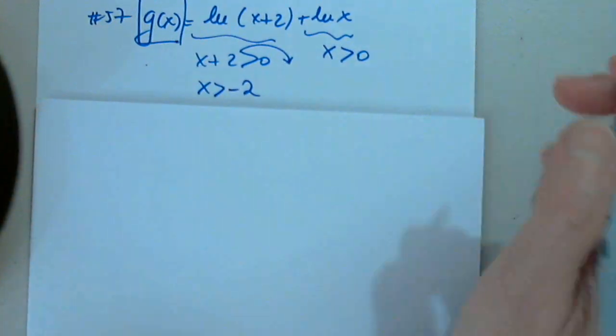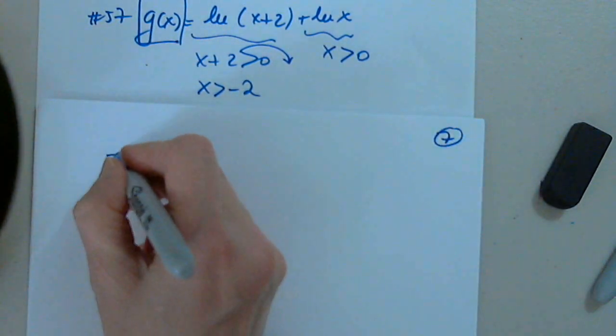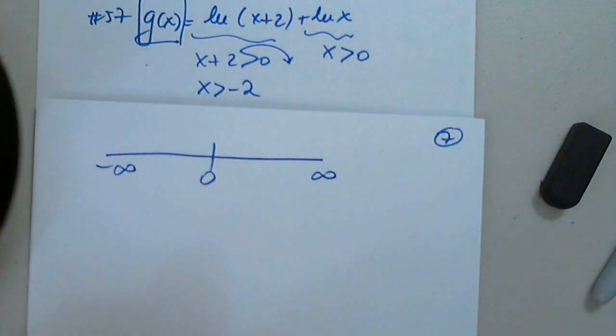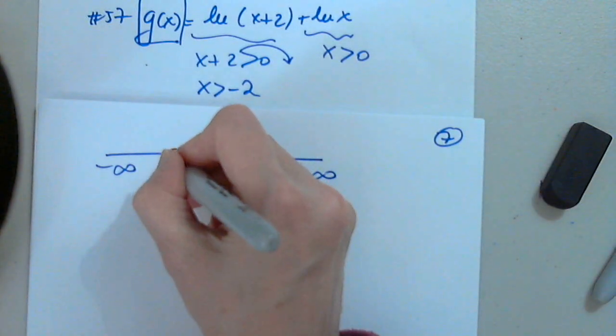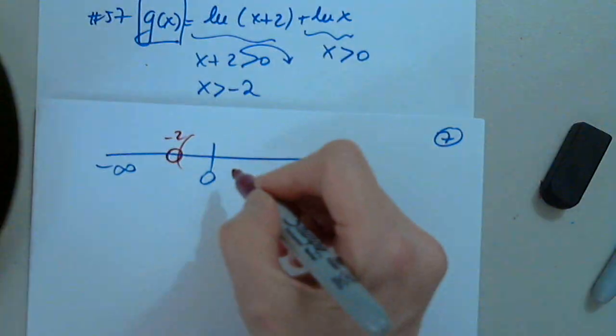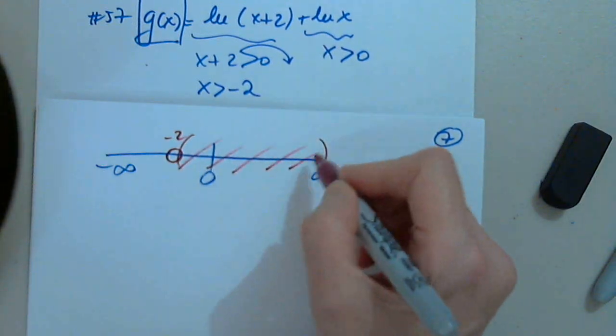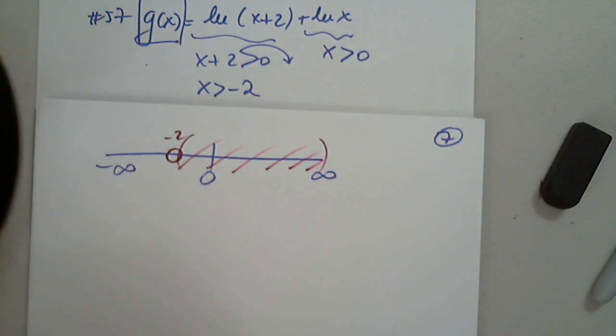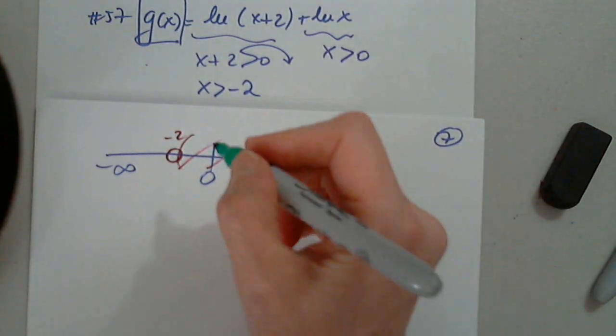So let's see what happens. I'm on page 7. Okay. The first one, greater than negative 2. So let's say this is negative 2. Greater than negative 2 means this. For this one, I have greater than 0. Okay.